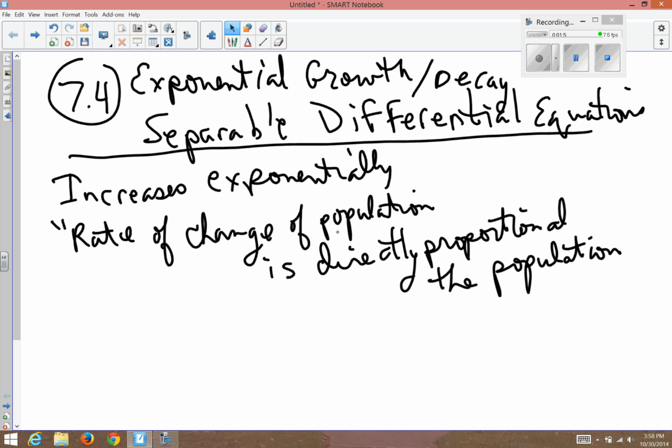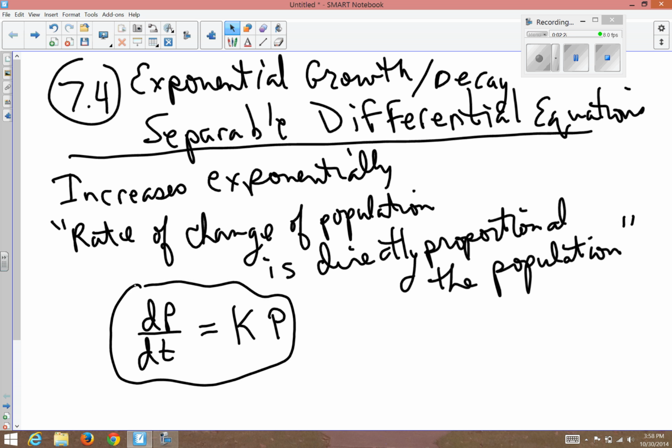In symbols, say P is population. The rate of change of population means the derivative of the population with respect to time. That's the rate of change. The word "is" means equals. Directly proportional to something means equals a constant times the something. In this case, directly proportional to the population. So this is a very famous differential equation. It's the symbols for the words: rate of change of population is directly proportional to the population.